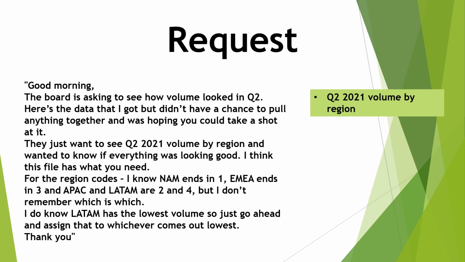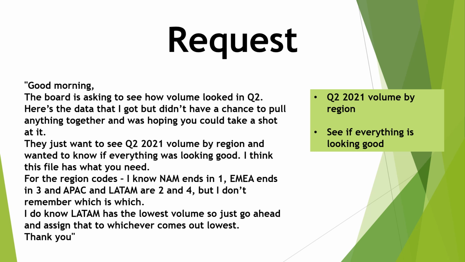So based on this request, the main task is to visualize Q2 for the year 2021, and compare Q2 to other quarters to look for a trend or anomalies. We also need to find the region with the lowest volume. North America and Europe, Middle East, Africa are straightforward, but Asia Pacific and Latin America need to be identified. We'll be able to do this by analyzing the volume for each region.